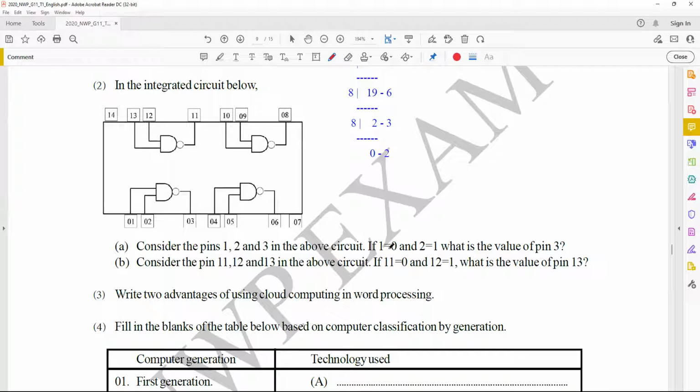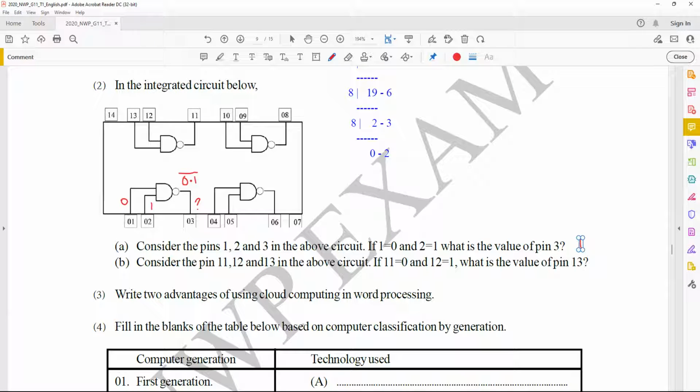So the answer 1 is 0. So that means this input is 0. And the next input is 1. The question asks, what is this input? Right. What you should know is NAND means AND and NOT. AND means 0 into 1, that means multiplication and bar. So when you multiply 0 and 1, multiplication means 0. 0 bar should be 1, isn't it? I got the answers from Thamoda and then Malindu. Good.